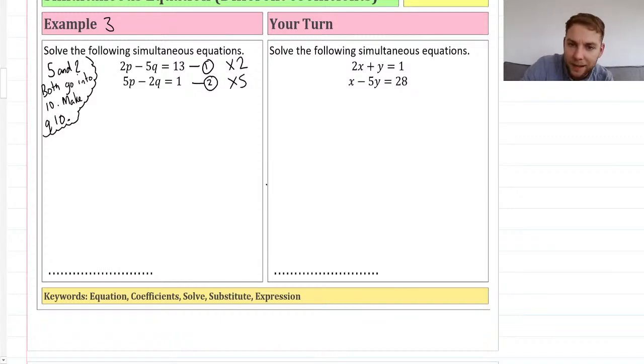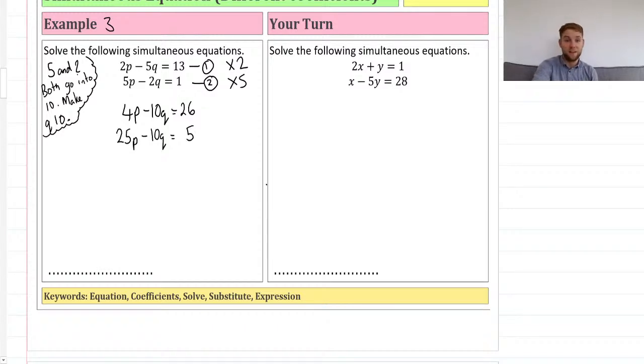So if I times the top by 2, I end up with 2p times by 2 is 4p. Minus 5 times by q is equal to minus 10q. And 13 times by 2 is equal to 26. If I times the bottom by 5, I end up with 25p minus 10q, they're now the same, that's the point, is equal to 5.